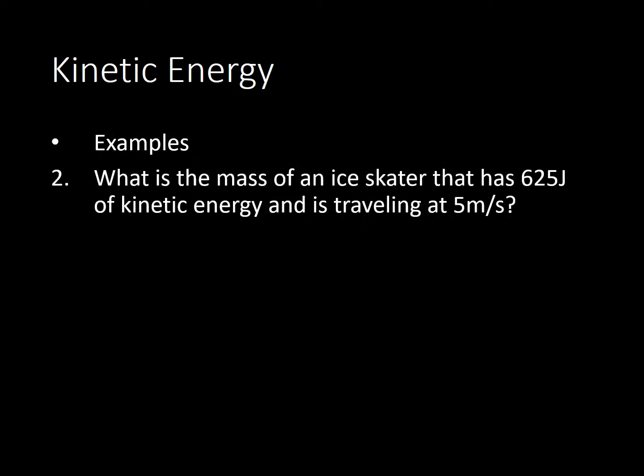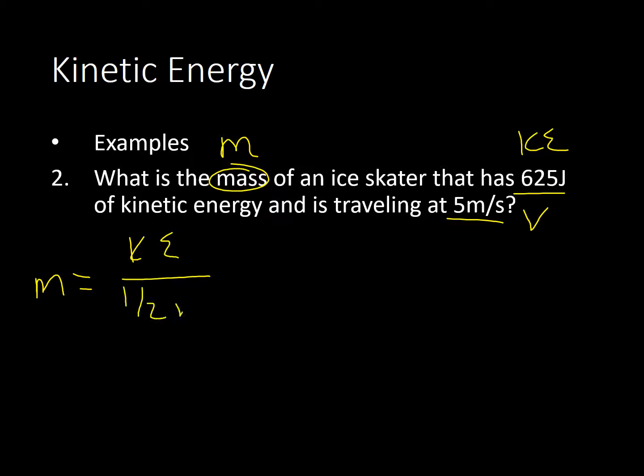Example number 2. What is the mass of an ice skater that has 625 joules of kinetic energy when traveling at 5 meters per second? So we're solving for mass. We're given 625 joules of kinetic energy and a velocity of 5 meters per second. So if I look back at my triangle, I see that mass equals kinetic energy over 1/2 velocity squared.